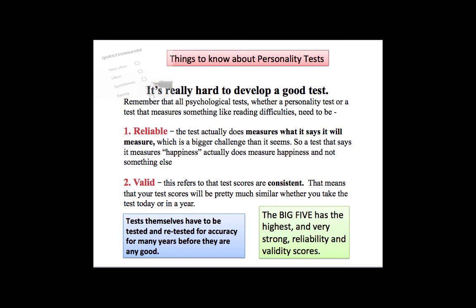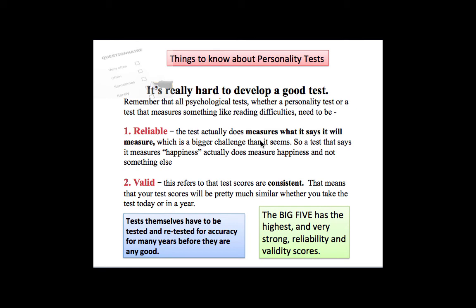First of all, it's really hard to develop a good one because, if you remember from the research methods section, tests have to be reliable and valid. Reliable means that they do what they say they will do. If it says it's going to measure stress, it actually measures stress and not something else, right? It doesn't sound like it right away, but it's actually hard to make sure your test is measuring what it says it measures.